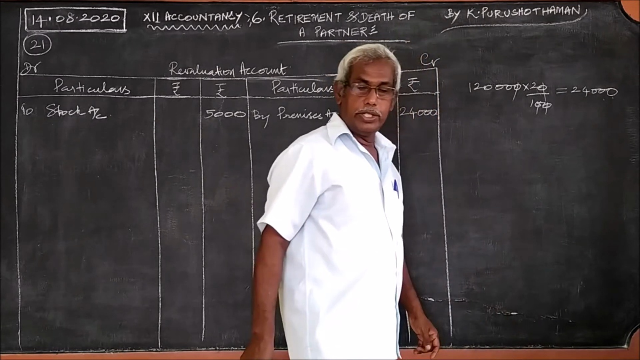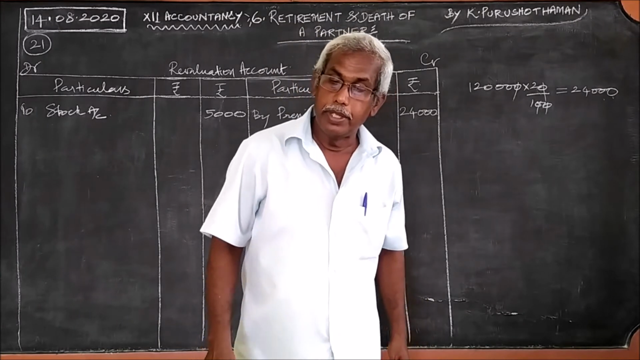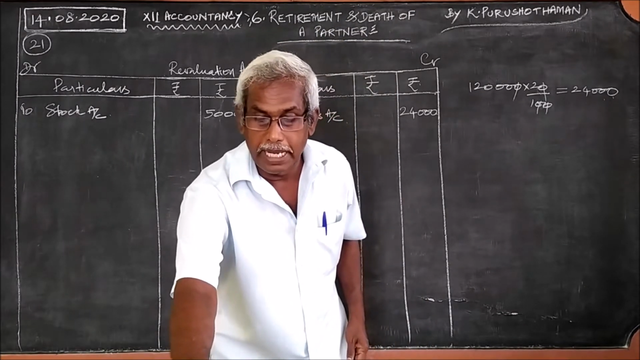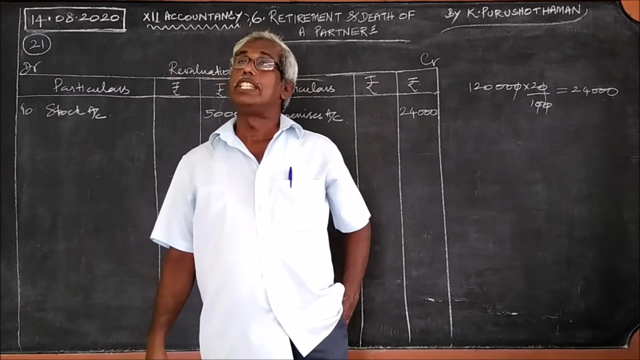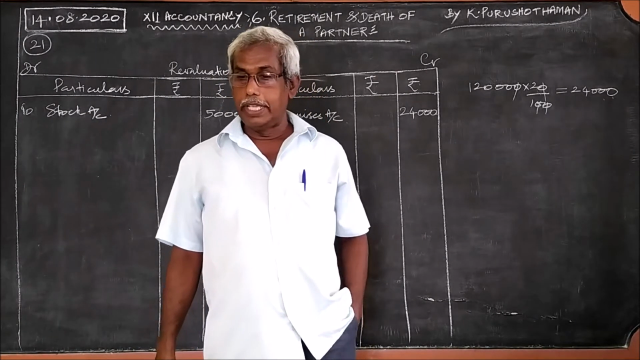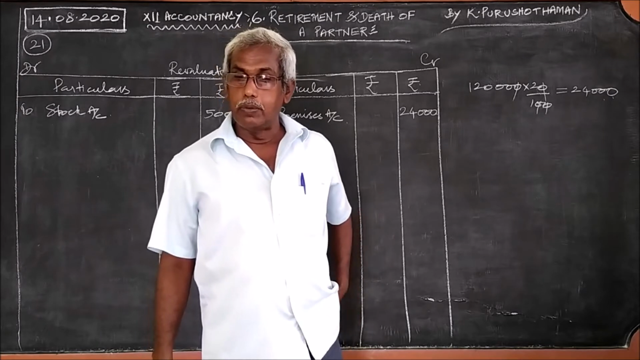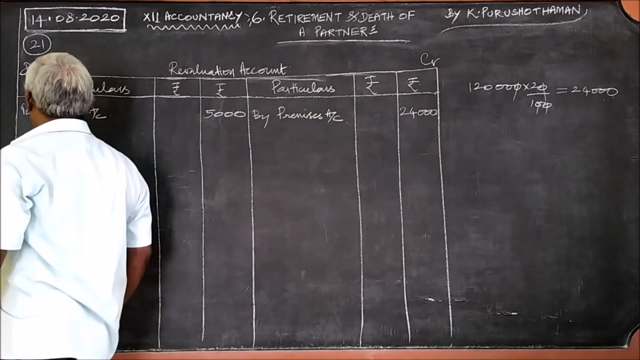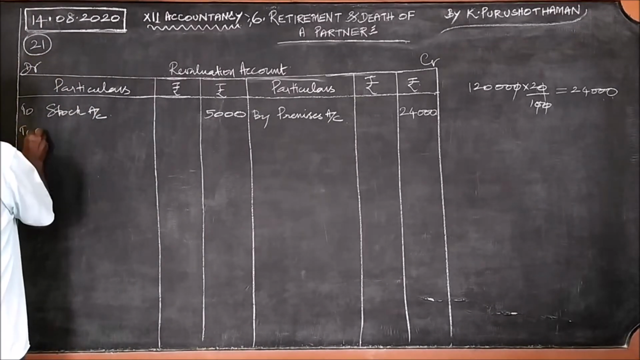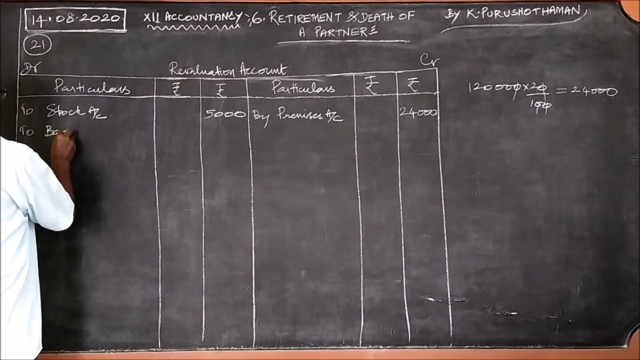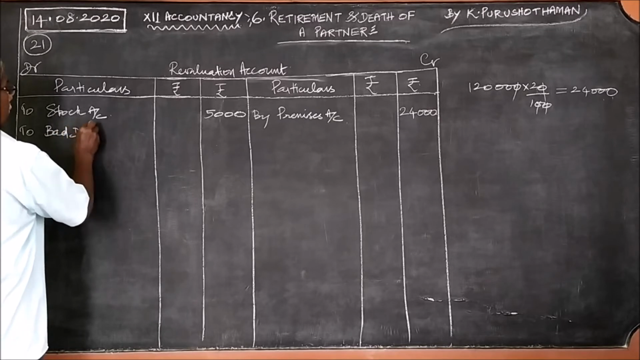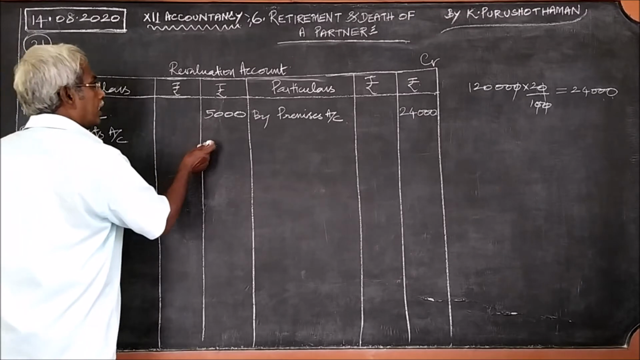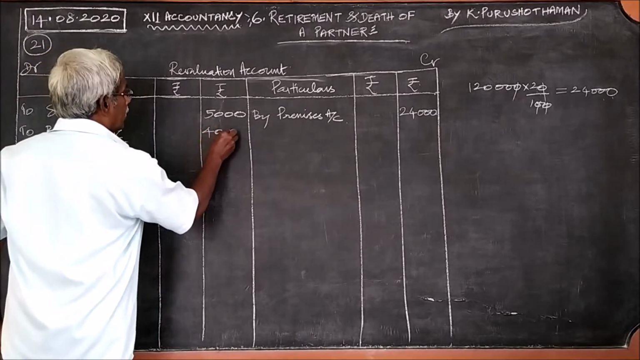So the second adjustment is over. The third one, to provide 4,000 for bad debts. Bad debts is a loss. Provide 4,000 for bad debts, so bad debts is a loss, to bad debts account 4,000.